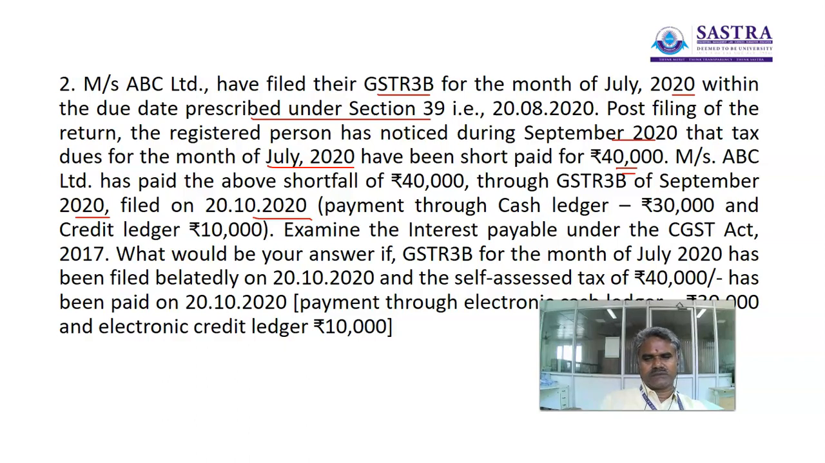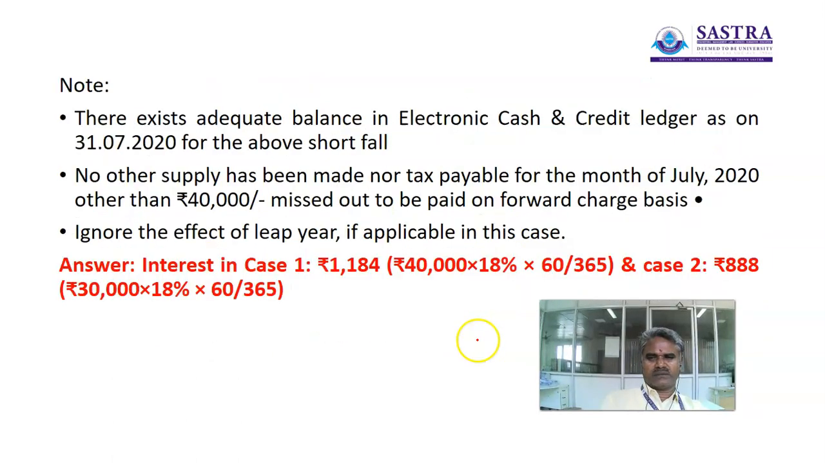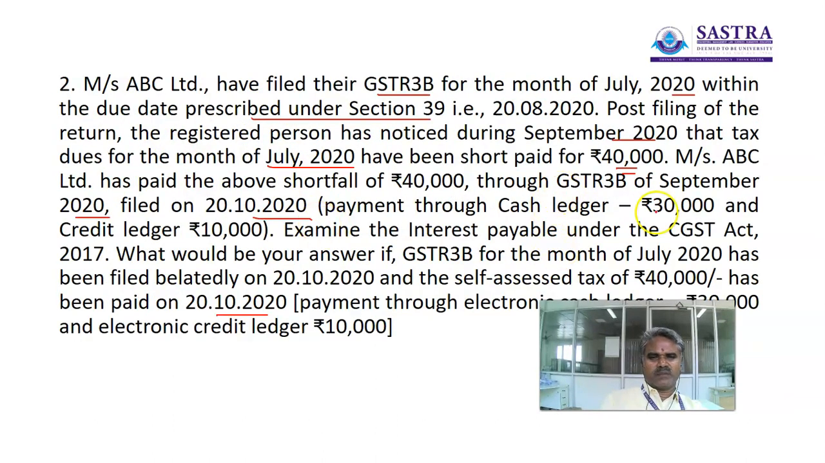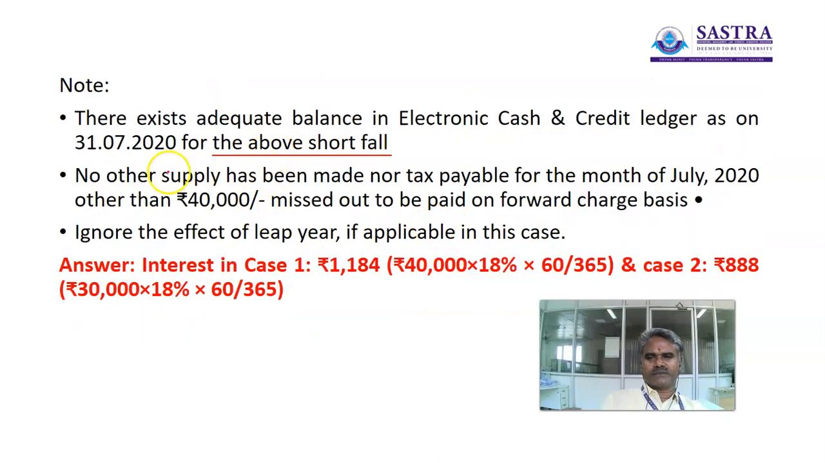belatedly, and self-assessed tax of 40,000 has been paid on the same date. There exists adequate balance in the electronic ledger for the above shortfall. But instead of paying 40,000, he has maintained only 30,000. So there is a shortfall of maintenance of balance.